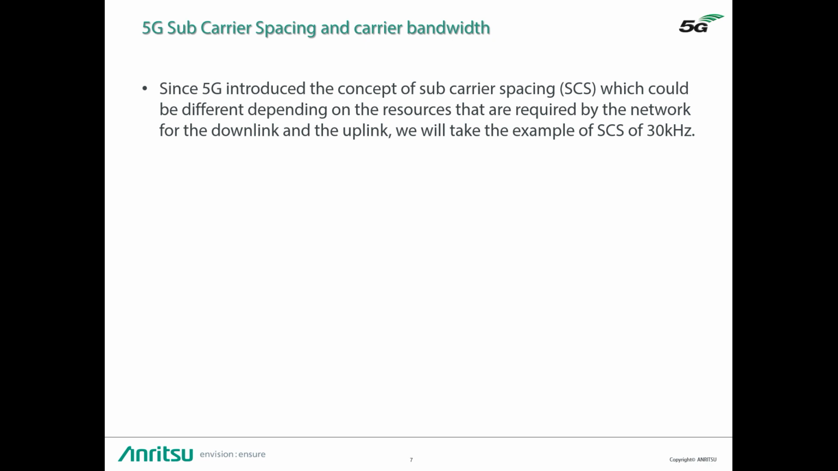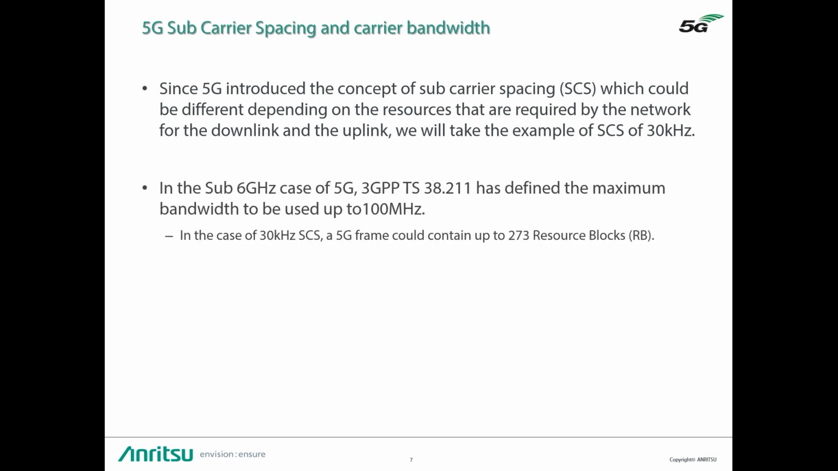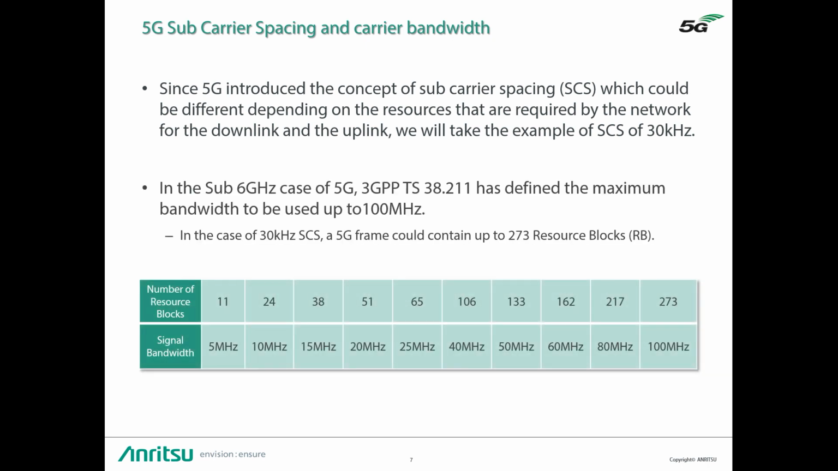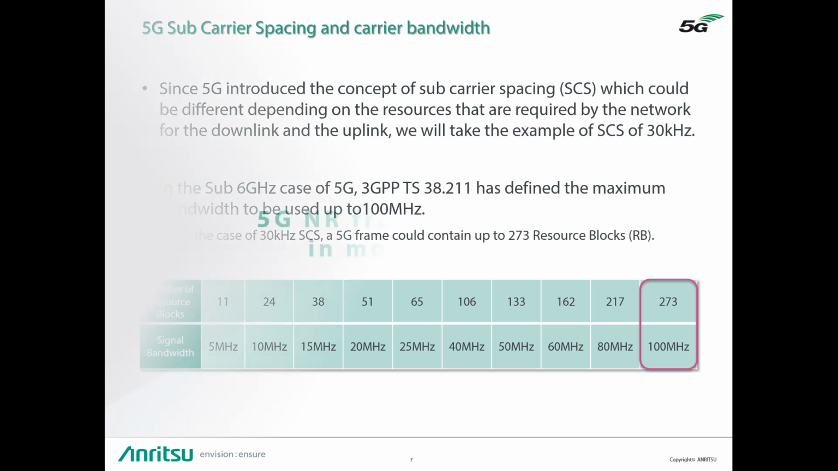To simplify the approach to 5G all along this video podcast, we'll take the example of a 5G frame with 30 kHz subcarrier spacing. We can see from what 3GPP has defined that for a 5G carrier with 30 kHz subcarrier spacing, the bandwidth could vary between 5 to 100 MHz maximum. So we'll focus on the example of a 100 MHz carrier bandwidth in this presentation.